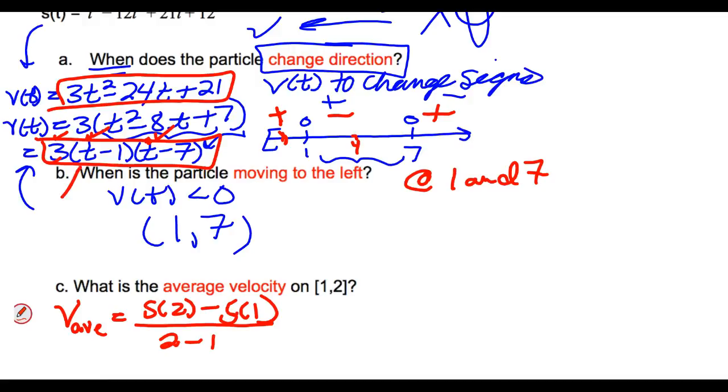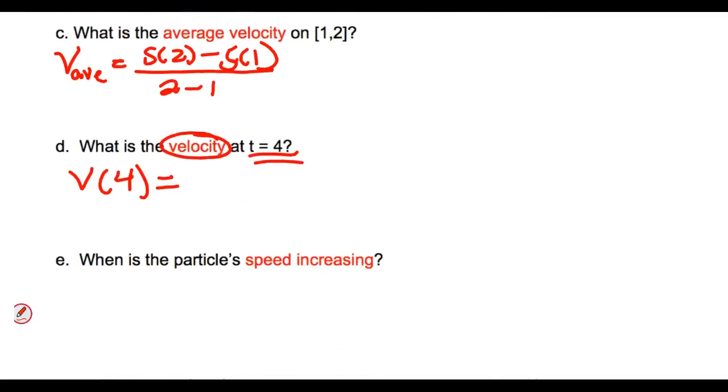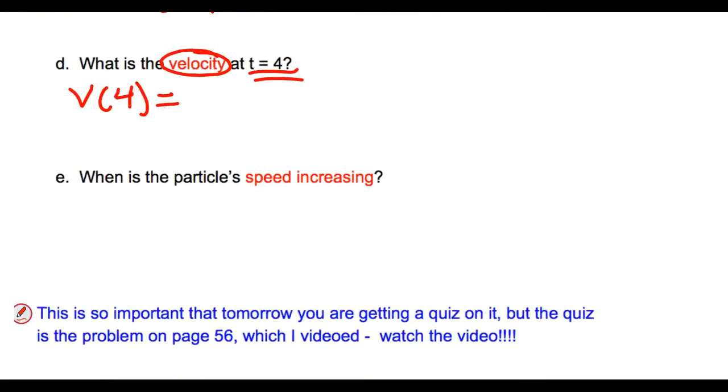I'm just going to pretend I'm sticking in a 4 for t. I'd have 3 times 3 times negative 3. It's going to be a negative 27. I knew it'd be negative, by the way, because my velocity sign line was negative from 1 to 4. Negative 27. That means it was going backwards at 27 whatevers per whatever.